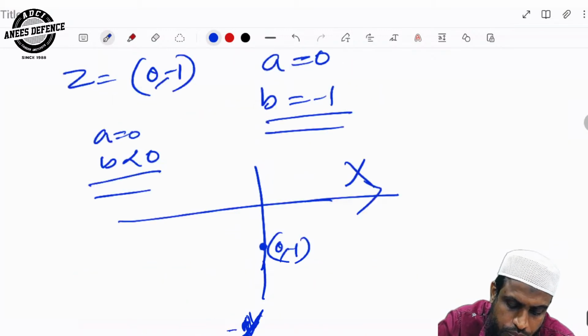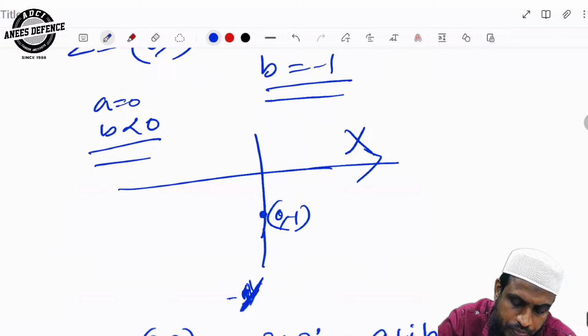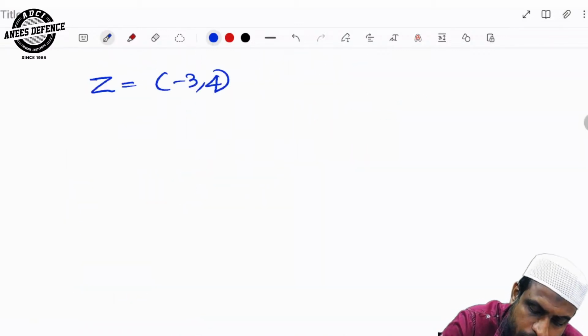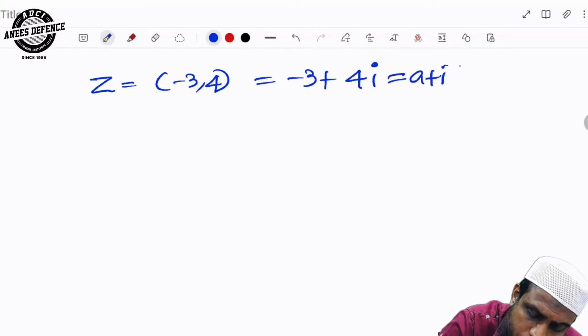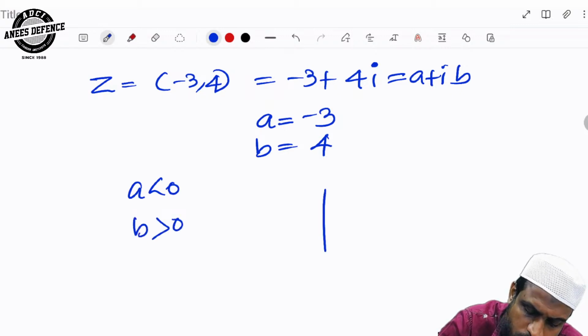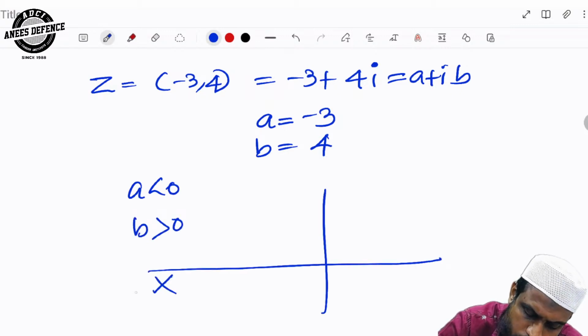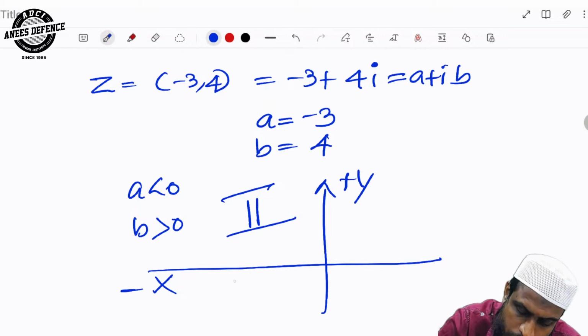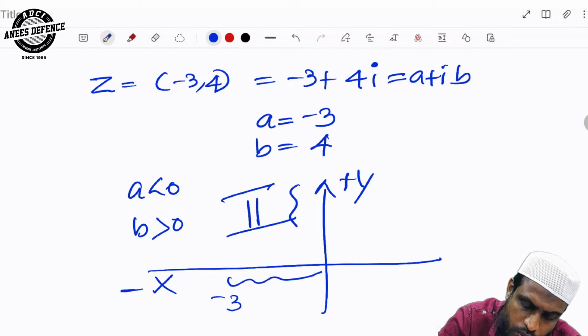Another example, z equal to (-3, 4). This can be written as minus 3 plus 4i, which is equal to a plus ib. So a equals minus 3 and b equals 4. a is less than 0 and b is greater than 0. That means a less than 0 is minus x and b greater than 0 is plus y. So the point lies in the second quadrant. So this can be minus 3 and this can be 4. So this will be the point (-3, 4).